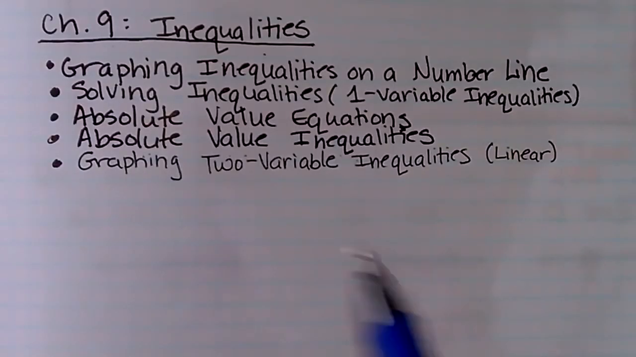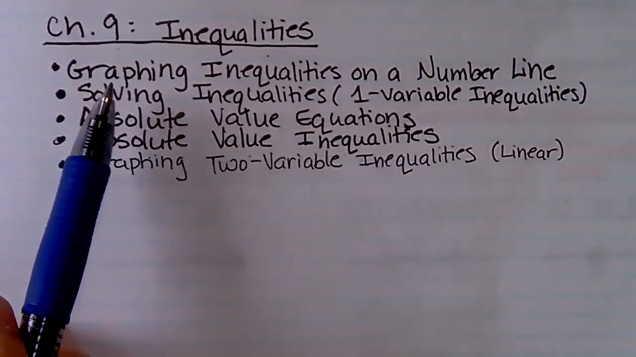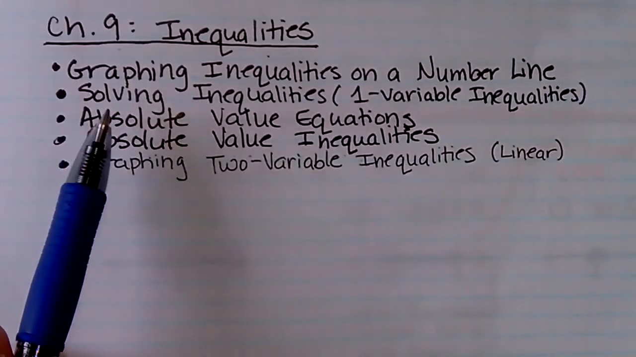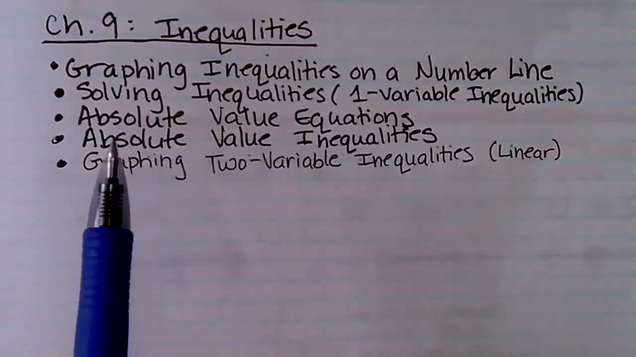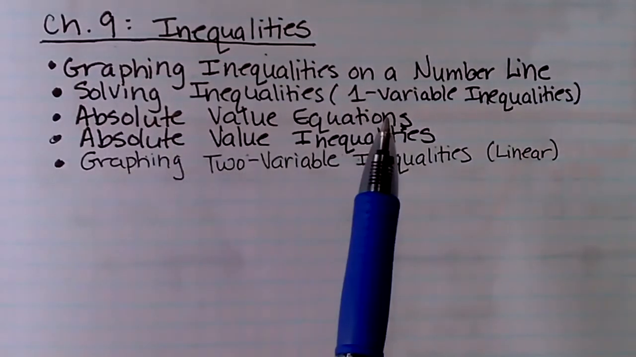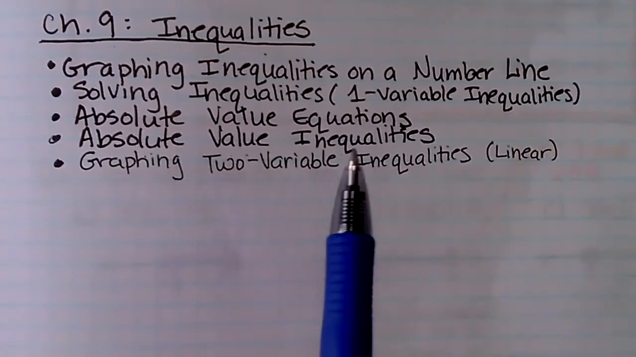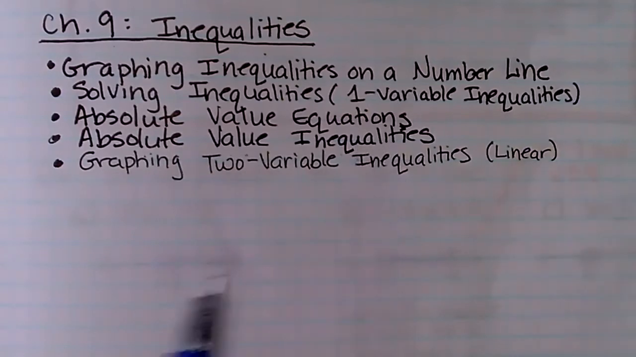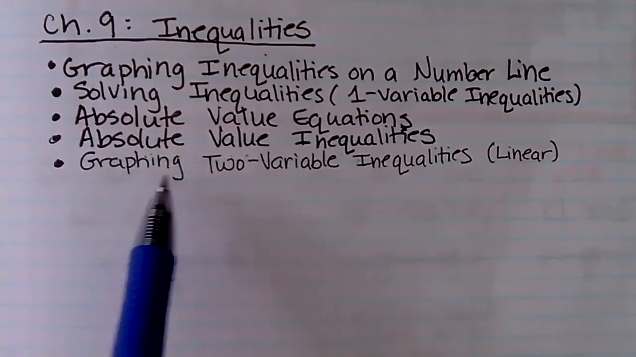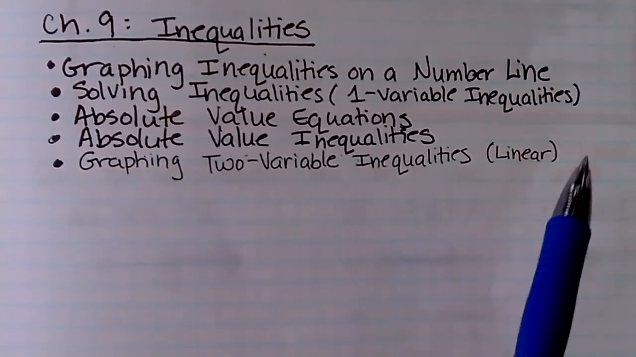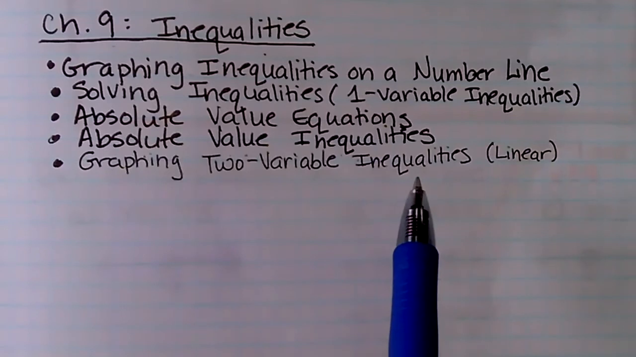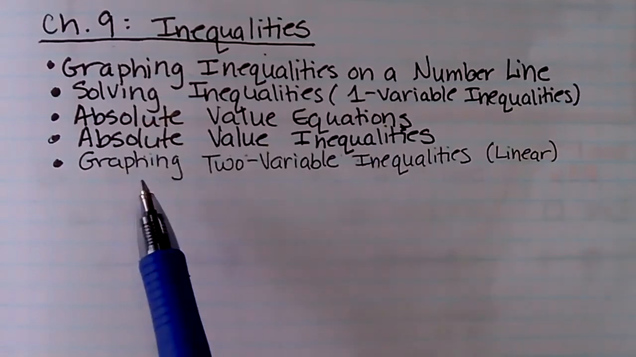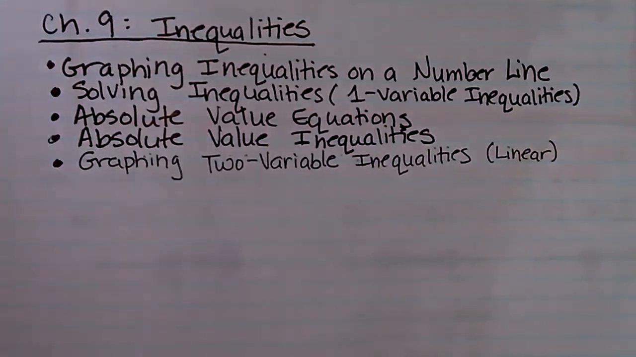So again, we're continuing with chapter 9, inequalities. We've done graphing inequalities on a number line, solving one variable inequalities on a number line, absolute value equations, and absolute value inequalities, which we graph on a number line. And today we're going to be graphing two variable inequalities. I put linear here because we're actually going to be graphing lines on an XY axis.